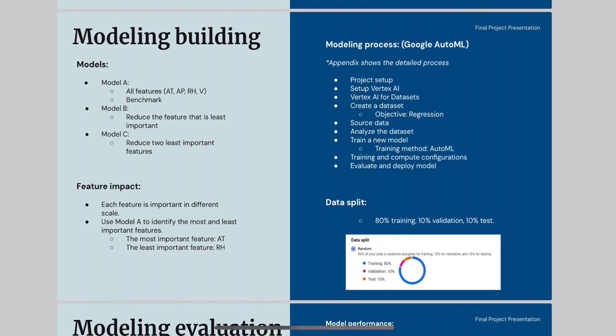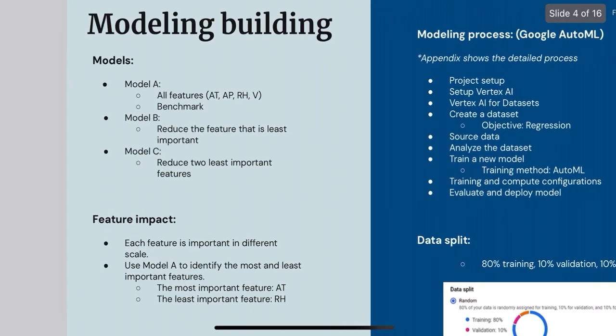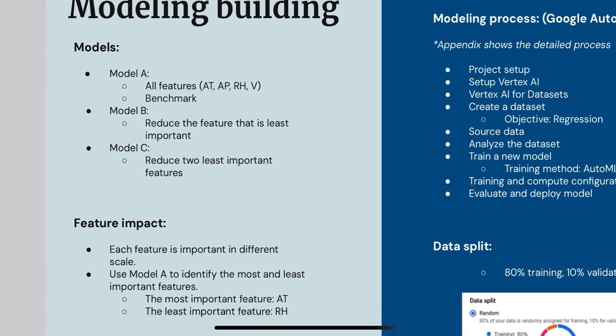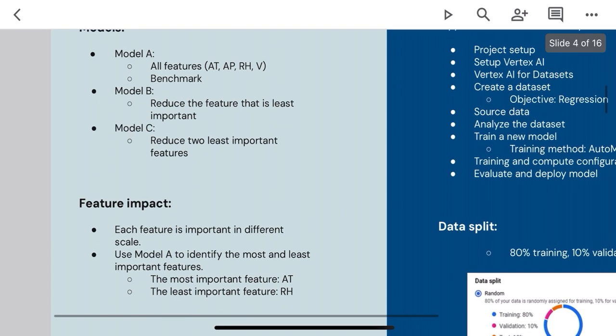For model building, I built 3 models. For Model A, I used all of the features. I used model A as my benchmark. I built model B based on model A, which reduced the feature that is least important, and I created model C, where I reduced the 2 least important features. On feature impact, each feature is important on different scales, so I used model A as a benchmark to help me identify which feature is most important and which features are least important.